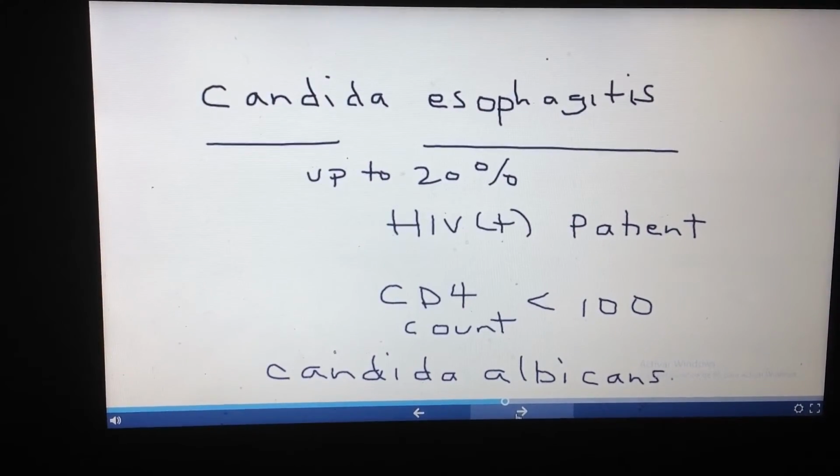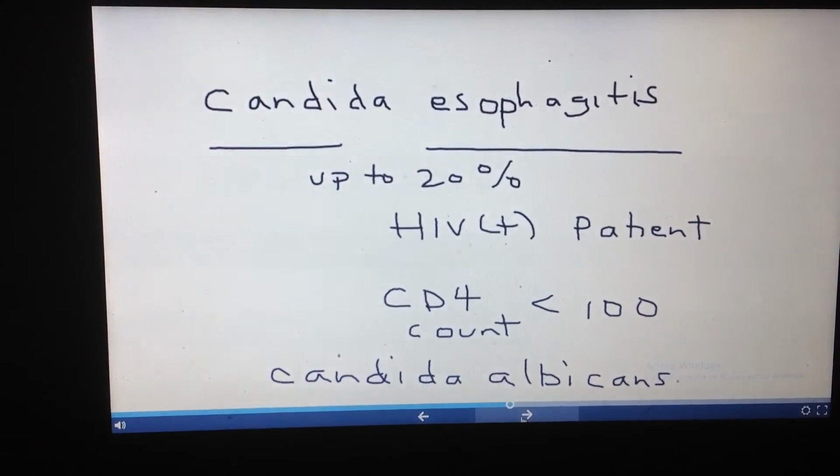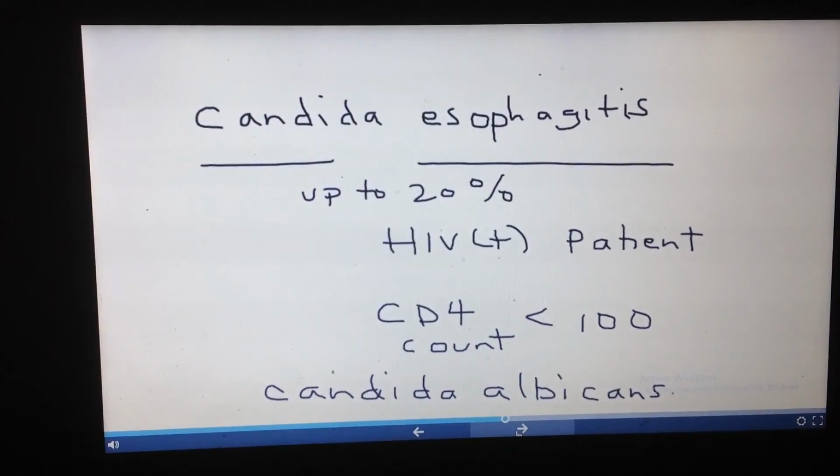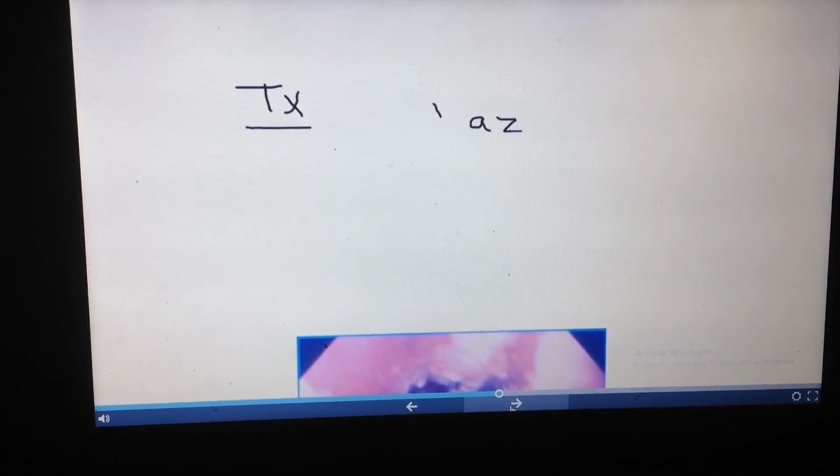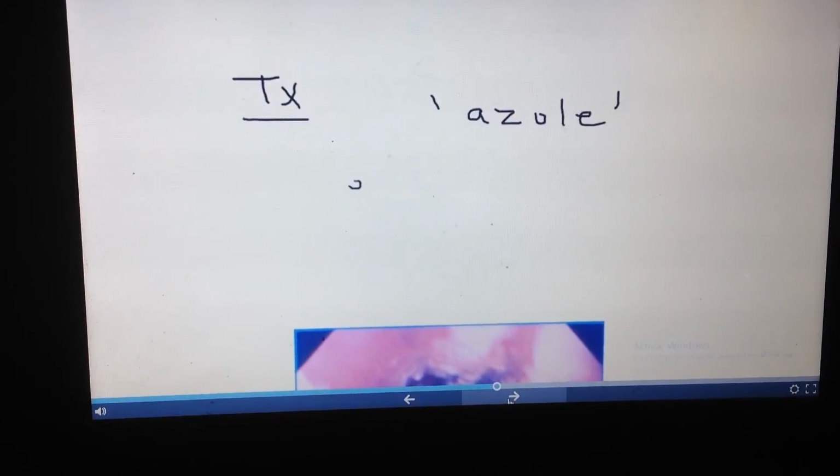And really, a lot of the symptomatology that I talked about before is applicable, and so are the diagnostic studies. The EGD, of course, will show this classic white exudate. The treatment really is any antifungal, any of these azole medications, and most commonly you're looking at fluconazole.